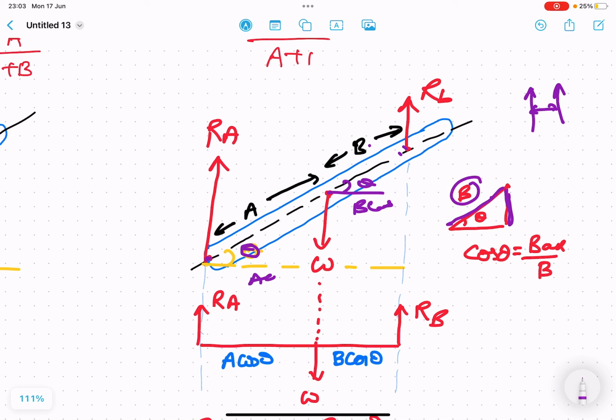This is perpendicular and this is base, and we have to focus on the base. So cos theta is equal to base over hypotenuse. So in this way base comes out to be b cos theta. Similarly, this one here comes out to be a cos theta.